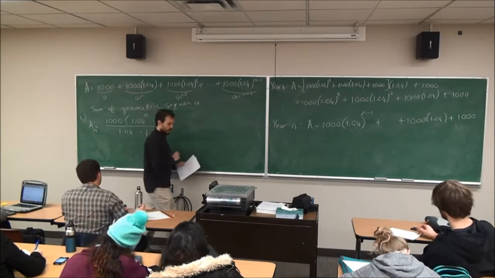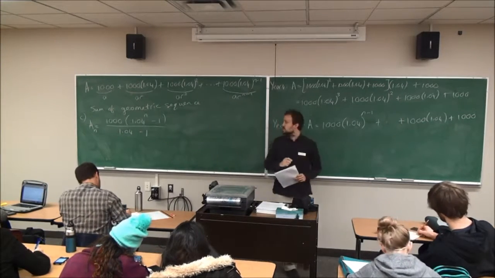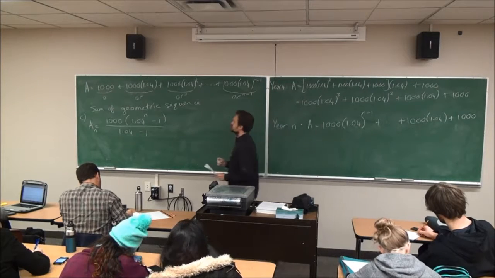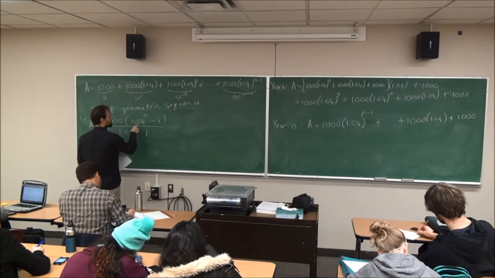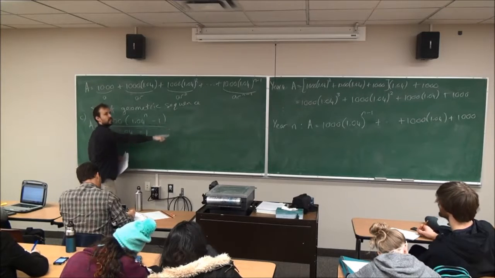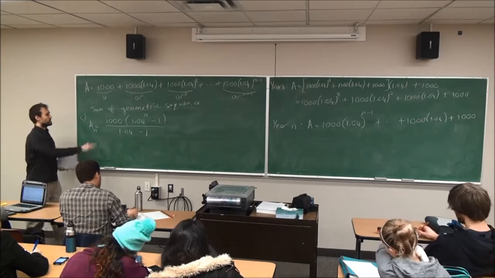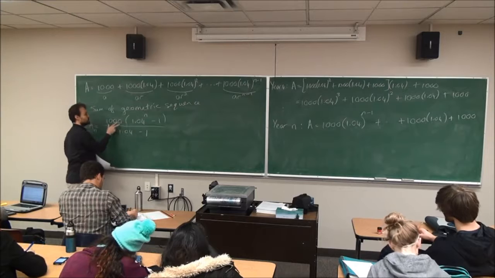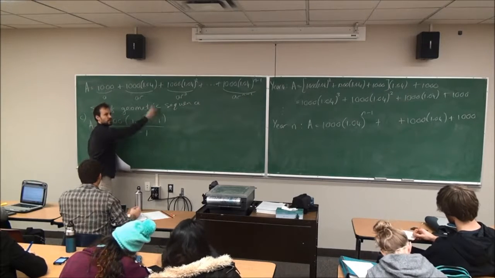You said that the n would be outside of brackets. This n goes with this guy. There's nothing outside. No. But there's brackets here because this 1,000 gets multiplied with this whole thing.